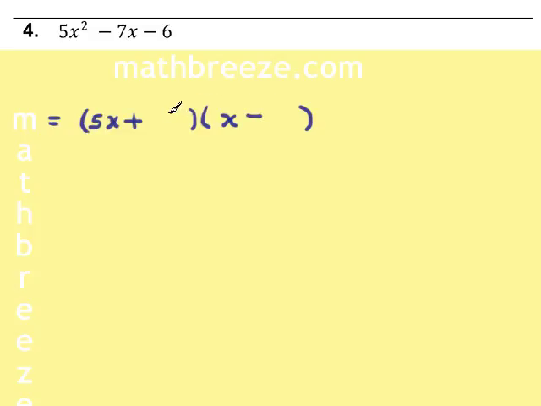Okay, so maybe if I put a 6 over here and a 1 over here, well, that's not correct either, but let's just try it. Let's say we tried that. Then we would check it. We'd get 6x minus 5x. All right, we get an x in the middle. No, that doesn't work. So we reject this.